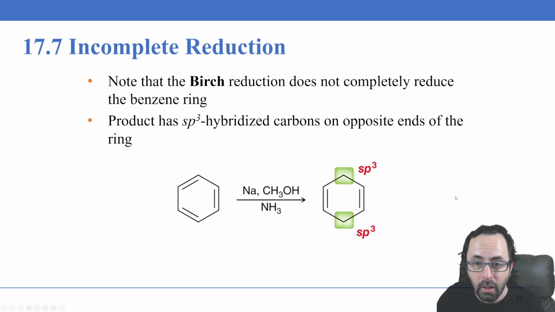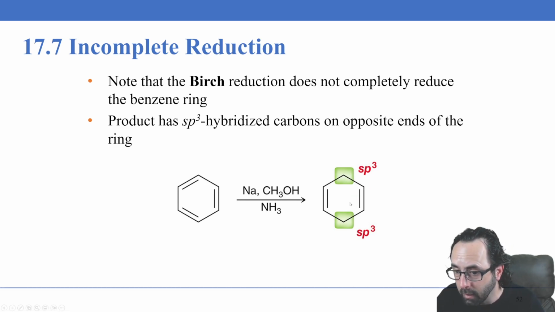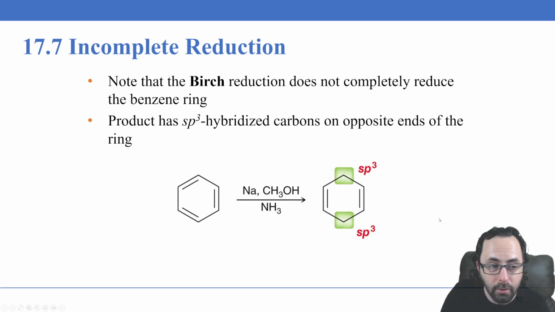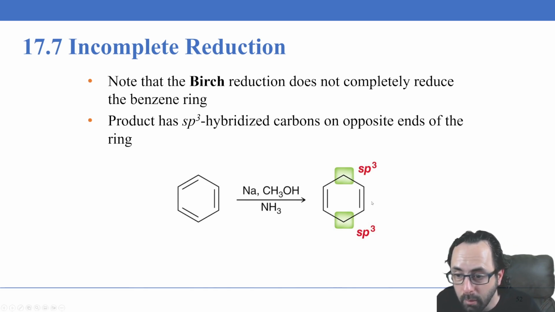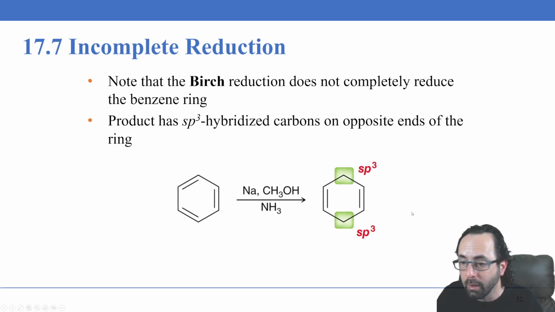Note that the Birch reduction doesn't completely reduce the benzene ring, right? These could be further reduced. So it's a soft reduction. At this point, though, we would no longer have an aromatic ring. So if we wanted to further reduce these, we could, although we could have just reduced them directly. But these double bonds would be much easier to reduce now. Low pressure, low temperature H2 platinum would do the job if we wanted to further reduce this.